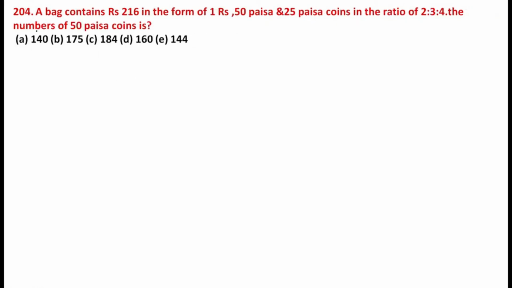The ratio and proportion question. Now the information, see. A bag contained 216 rupees in the form of 1 rupee, 50 paisa and 25 paisa coins in the ratio of 2 is to 3 is to 4. Find the number of 50 paisa coins. See, you just convert the entire information either to coins or paisa. So the total bag value is 216. The 1 rupee coin is 1 rupee, 50 paisa means exactly half a rupee, 25 paisa means exactly 1/4 of a rupee.